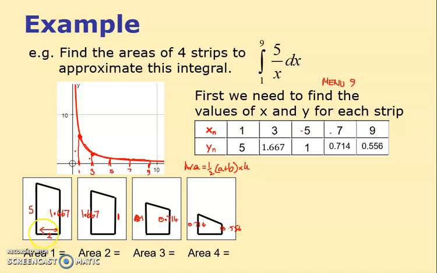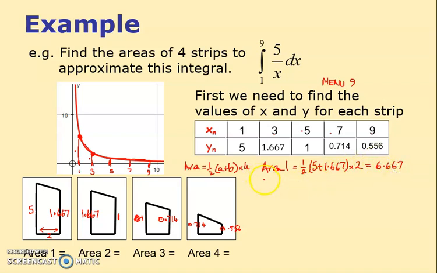So I want you to pause the video. I'll do the first one just briefly before you do that. This first one would be, I'm going to write it here, area 1 equals, and it would be a half, because it's always a half, A plus B, so 5 plus the 1.667, times by the distance in between, which is 2. I said it's always 2. And actually you can quite quickly see that's 6.667.